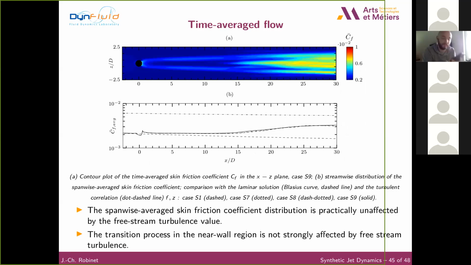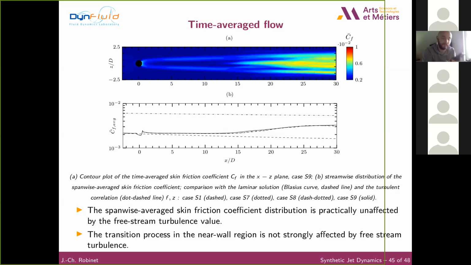In this case, the evolution of the skin friction, it's a time average skin friction coefficient on the XY plane for the case 9. We have a similar behavior to the previous one, the case 1, but now the evolution of the skin friction is not symmetric. We have really broken all the symmetry inside the flow.